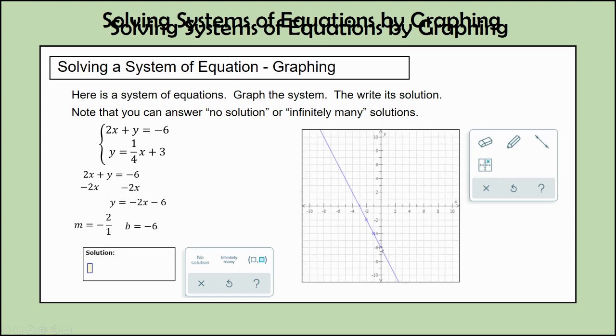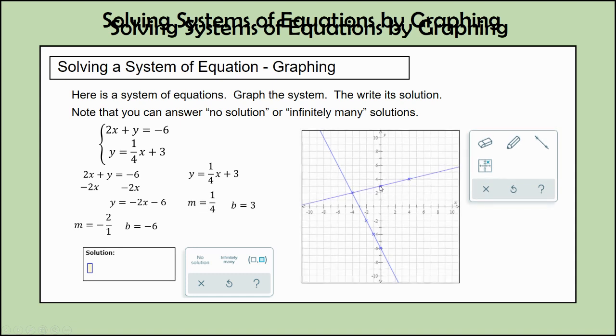So I'll come over here to -6, put a point. I'm going to go up to the left one, to get my negative slope. There's my line. Second equation, y equals 1/4 x plus 3. That's already in slope-intercept. Slope is 1/4, y-intercept is 3. Come up here to 3, put a point. Up 1 over 4, down 1 to the left 4, draw my line. There's my point of intersection, and the point is at -4, 2.